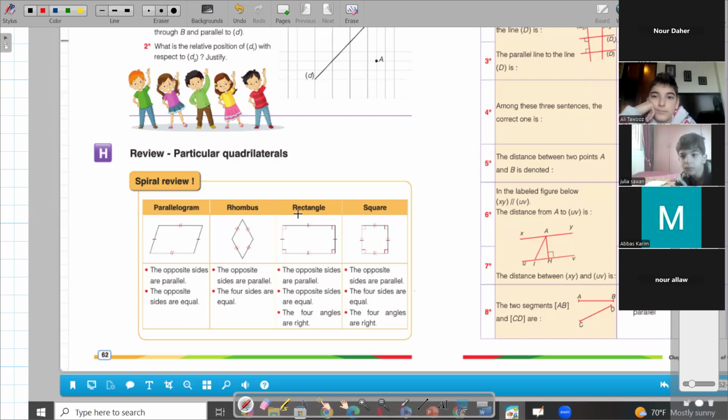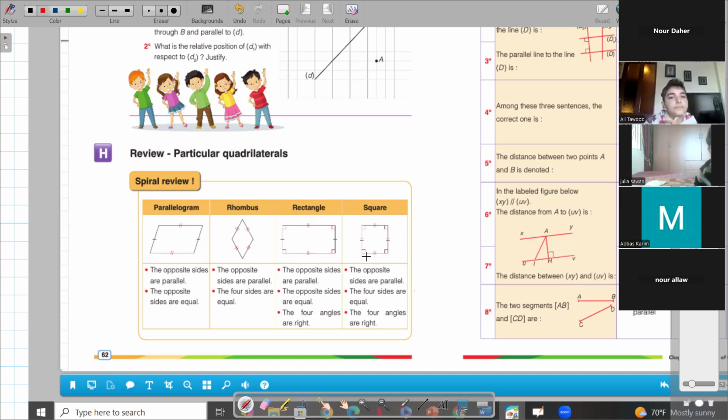Noor Alao, read for us the characteristics of the rectangle. Yes, the opposite sides are parallel. The opposite sides are equal. The four angles are right. Okay, excellent. So did you see, it's actually the same characteristic of the parallelogram, the opposite sides parallel, the opposite sides equal, but the third characteristic is that all its angles are equal to 90 degree. All are right angles.